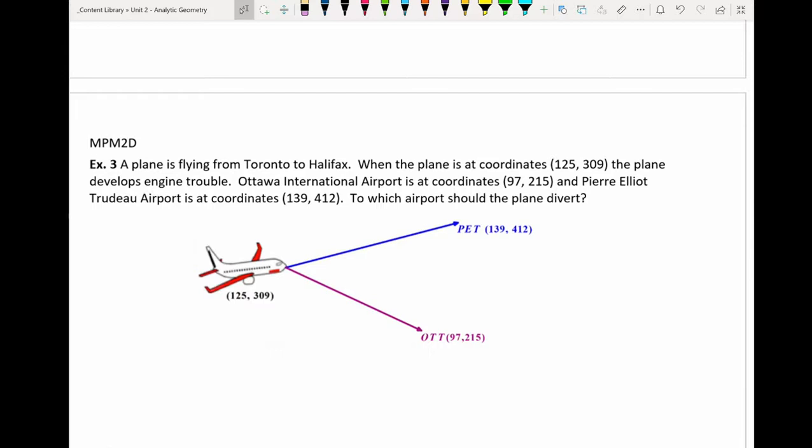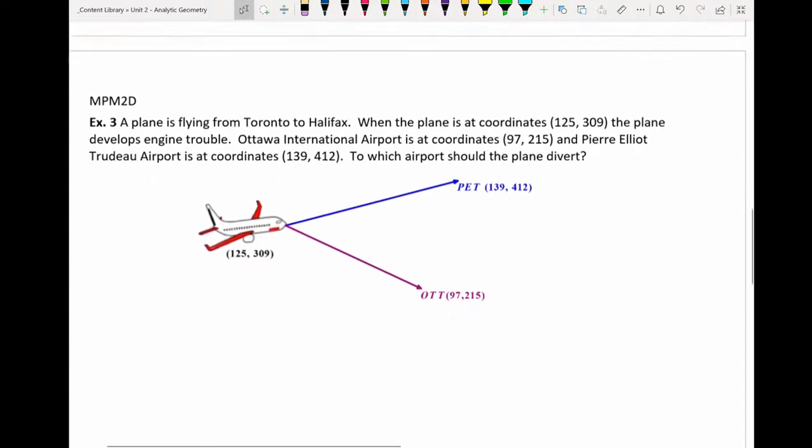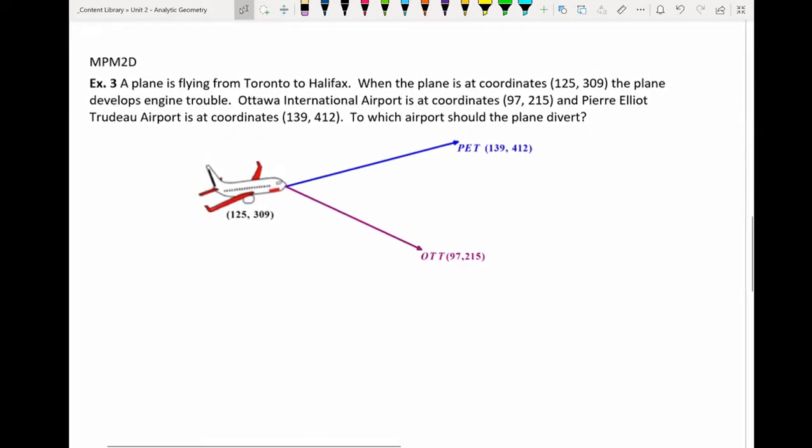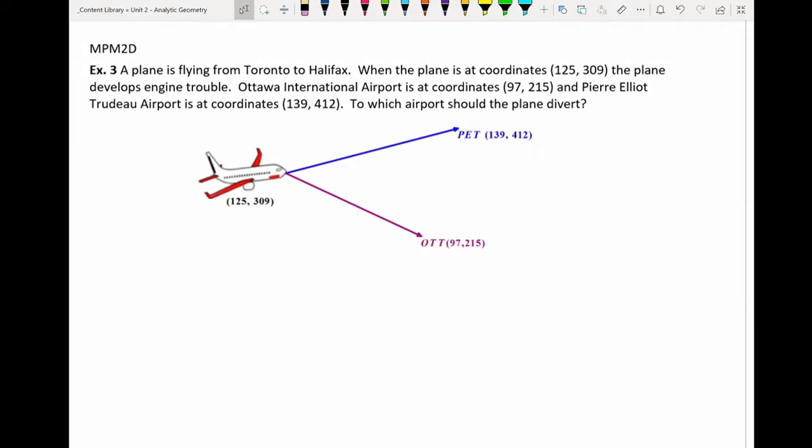Try not to look at the actual diagram and say, oh, well, going to Ottawa, it looks like it's shorter, just based on what I've drawn. That may not always be the case, so don't assume that the image is drawn to scale. Make sure you go through, actually calculate, and show your work. So basically we're going to have to come up with two different length of a line segment calculations, and we're just going to compare the two answers in the end.